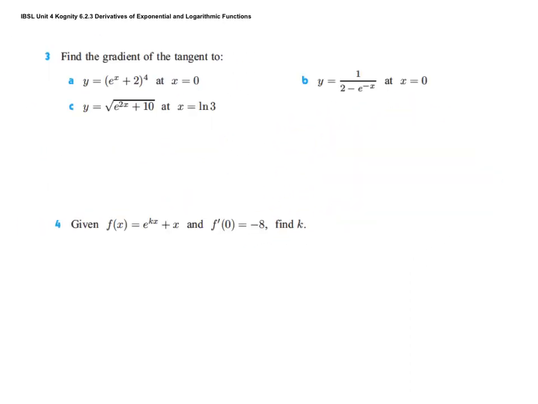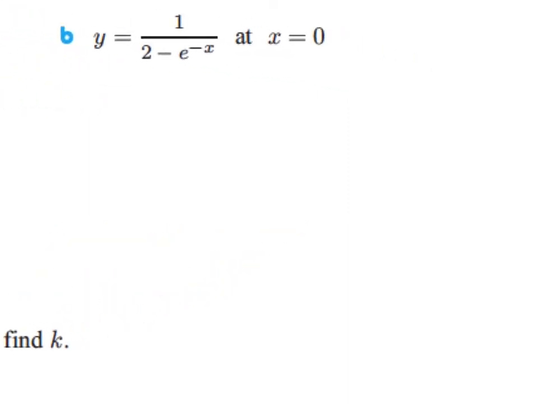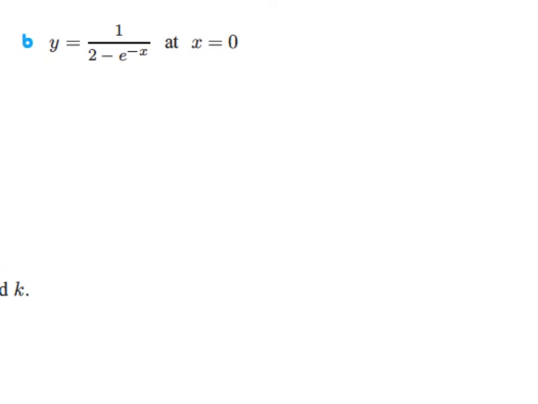Let's try another one. Let's do B. Alright, so this one, we have the chain rule a couple of times. So the first thing I'm going to do here is rewrite y as 2 minus e to the negative x, all to the negative 1.